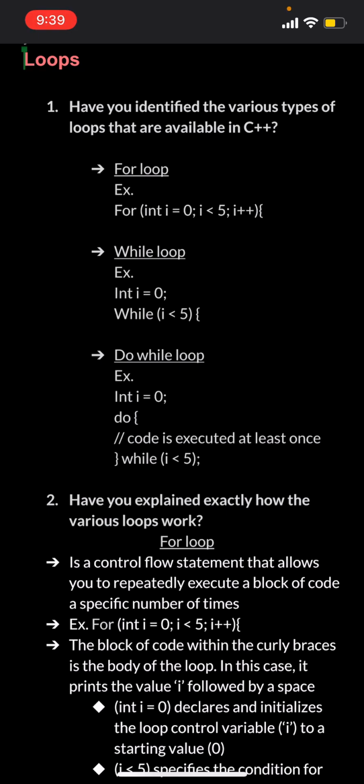So the three various types of loops that are available in C++ are for loop, while loop, and do while loop. For a for loop, an example is: for (int i = 0; i < 5; i++) { }. An example for while loop is: int i = 0; while (i < 5) { }. And then an example for do while loop: int i = 0; do { } while (i < 5).